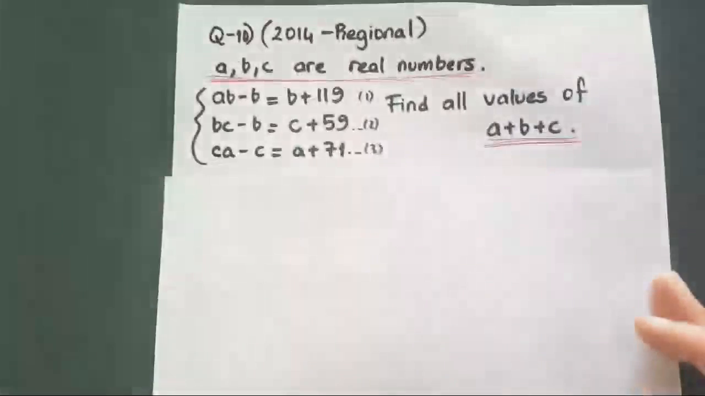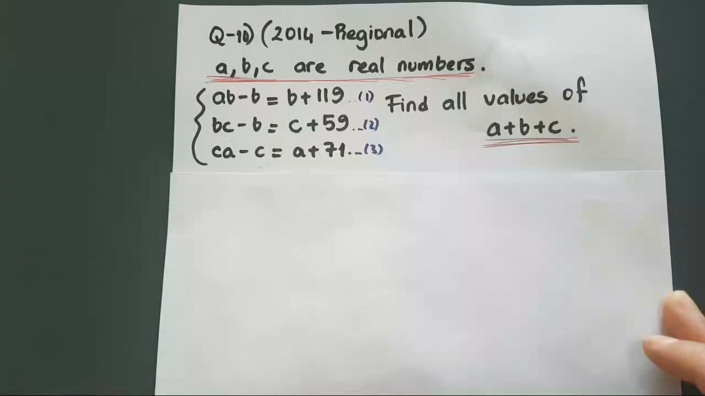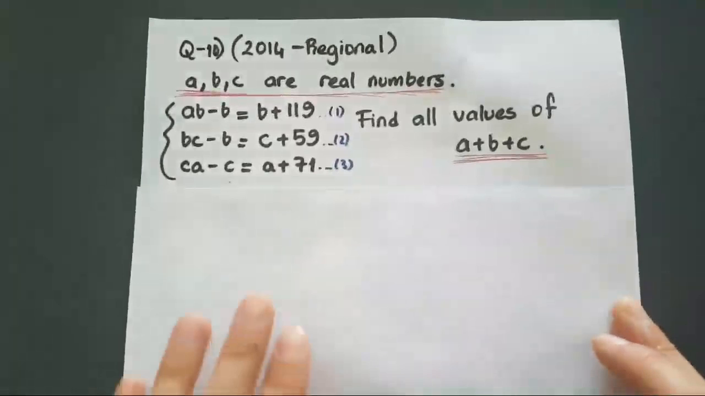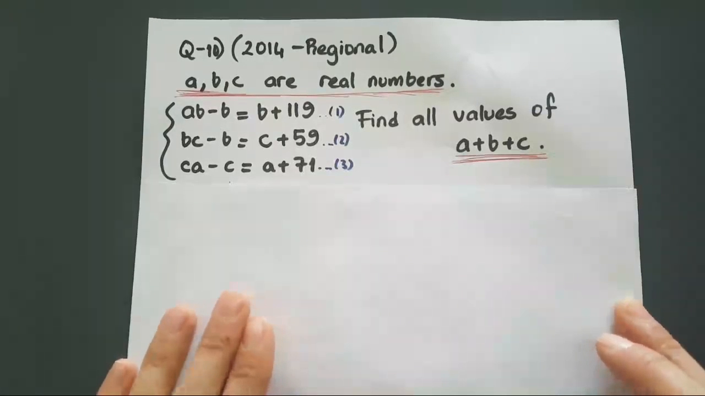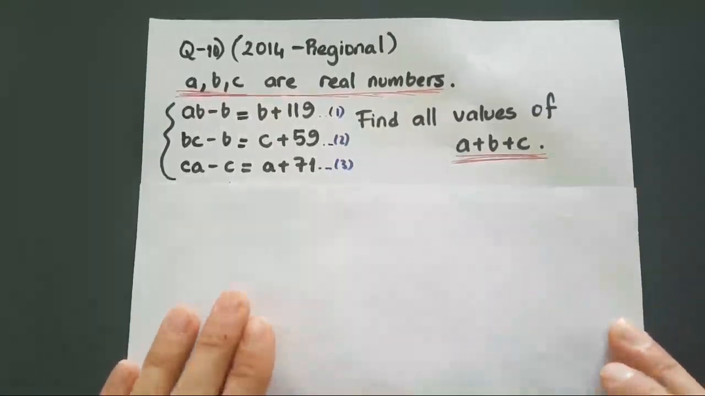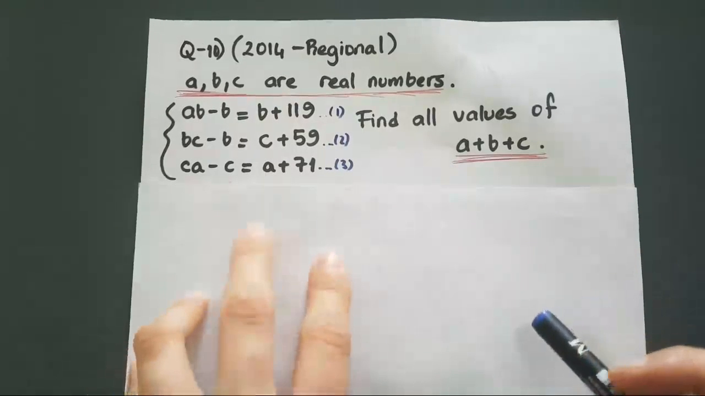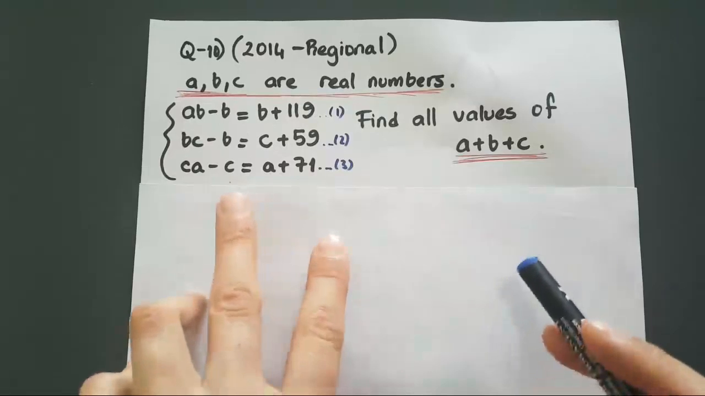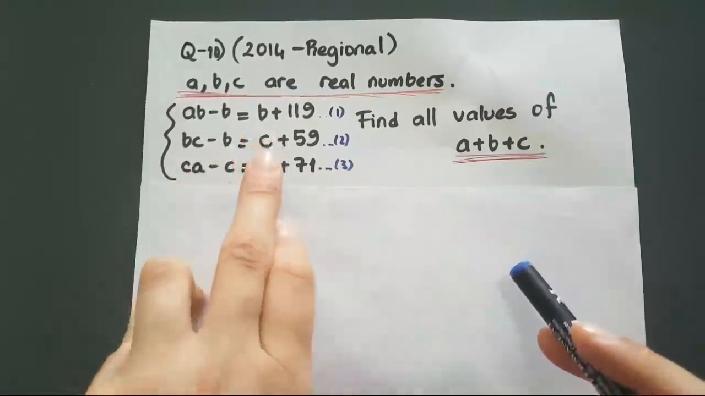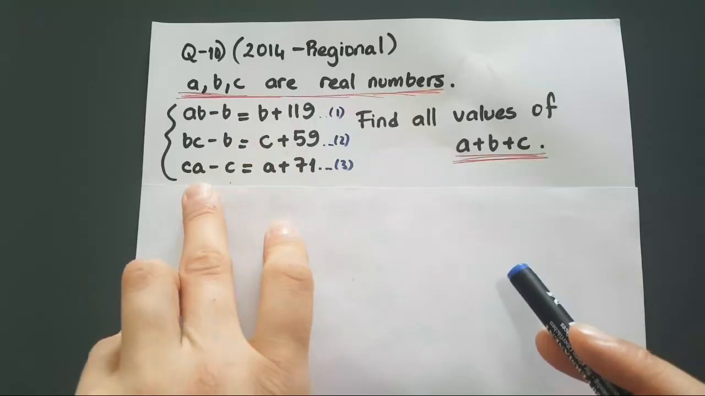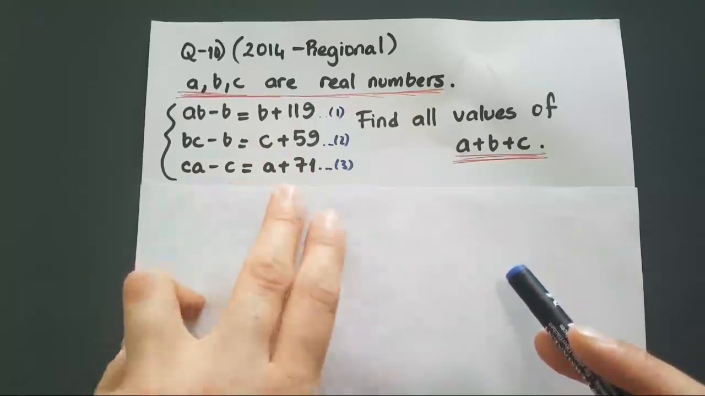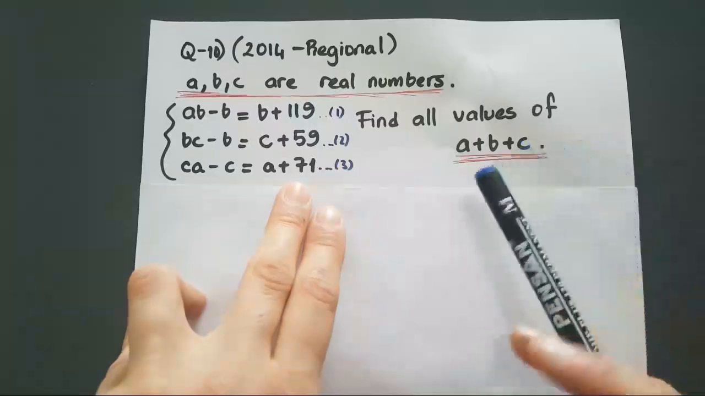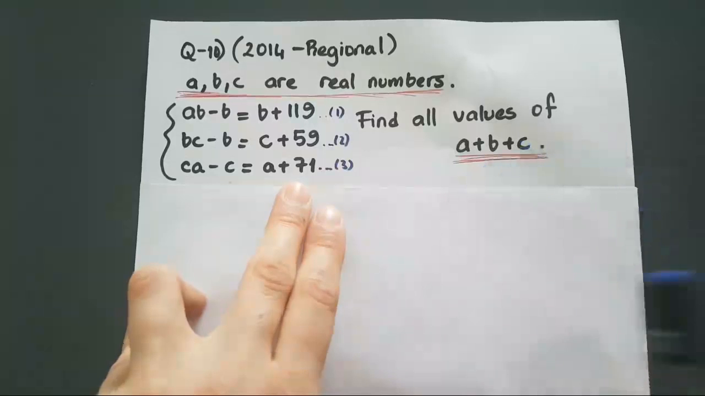Next problem is from 2014 regional. It's a system problem. A system is given where A, B, C are real numbers. AB minus B is B plus 119. BC minus B is C plus 59. And CA minus C is equal to A plus 71. Find all values of the sum of A, B, C.